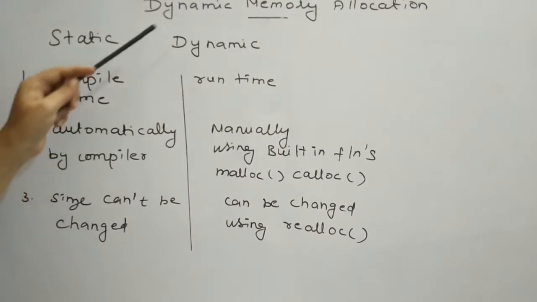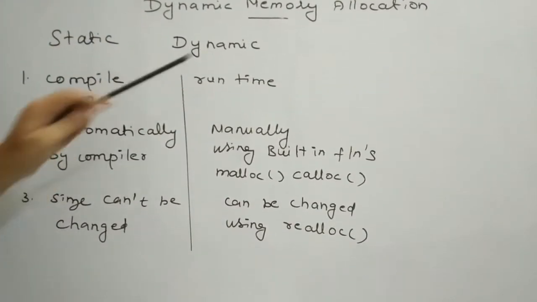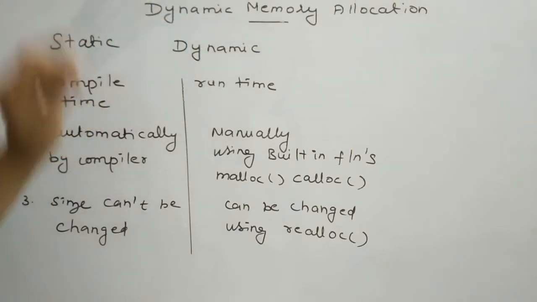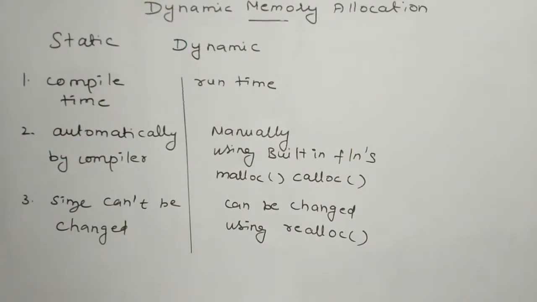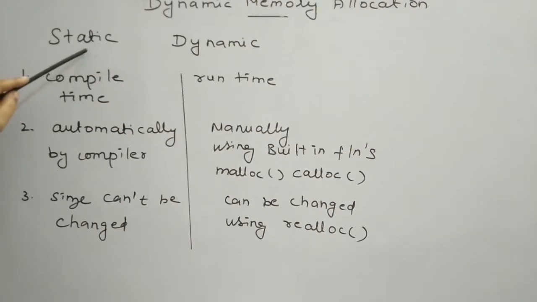In this video, I am going to explain the concept of dynamic memory allocation in C programming. Basically, memory allocation is the process of allocating or reserving memory addresses for the variables which we have declared inside our program. We have two types of memory allocation. One is static, another one is dynamic.